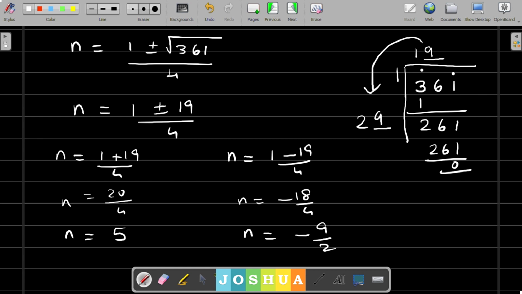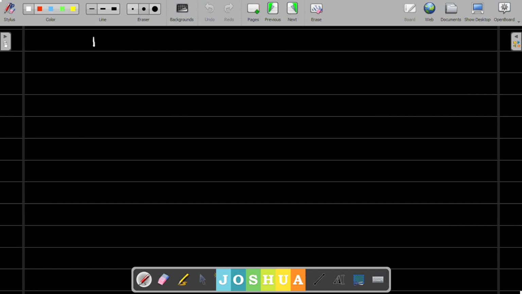Remember, here n must be a positive integer. So therefore, in this case, the second value n equal to minus 9 by 2 is an invalid option. So from this, n equal to 5 is the valid root. It is a valid root because as per the norm, n must be a positive integer. So I'm writing n equal to 5.